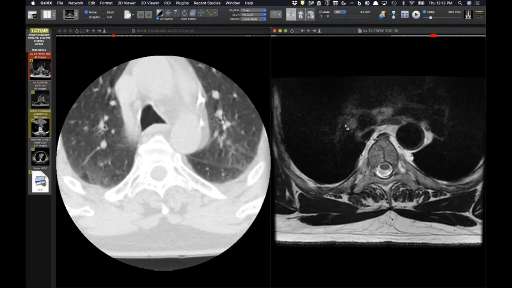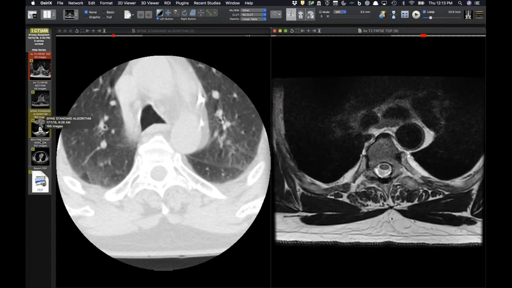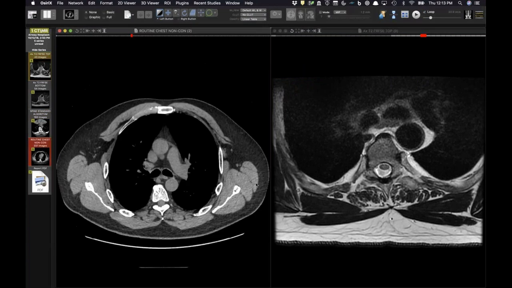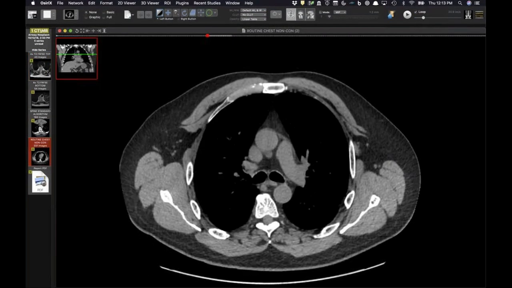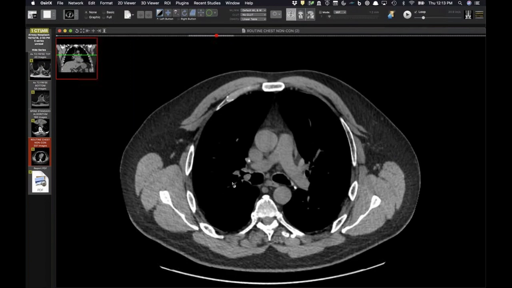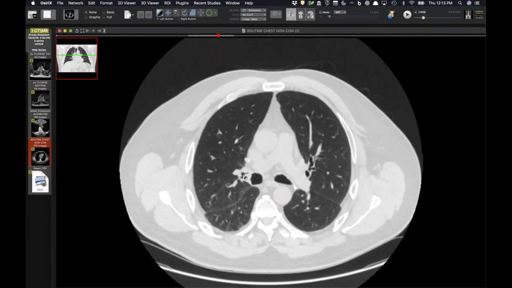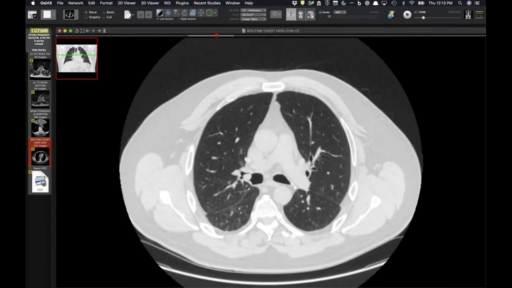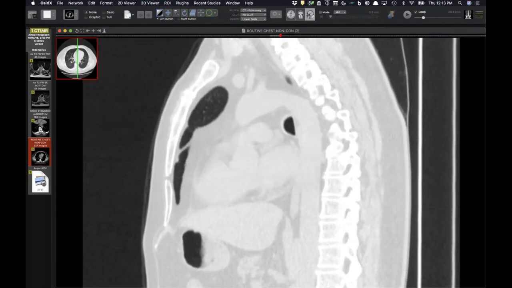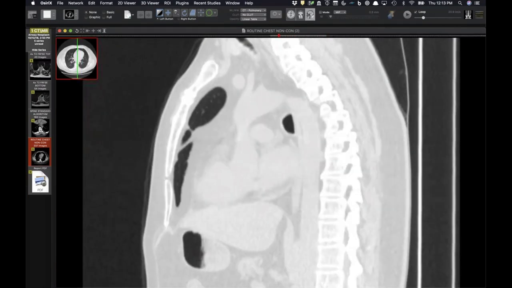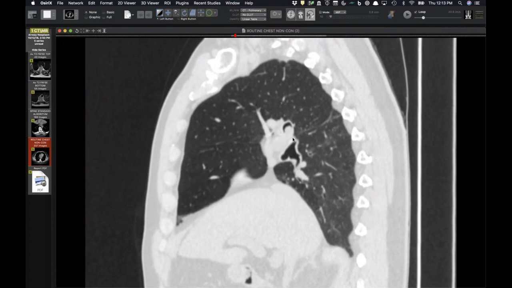It's uniform. Here it is more clearly on this T2 weighted sequence, so it certainly doesn't look that sinister. They did a follow-up non-contrast CT, and you can see it right there. It looks like it's pedunculated. The interventional bronchoscopist went in and took it out. It was a typical carcinoid tumor.